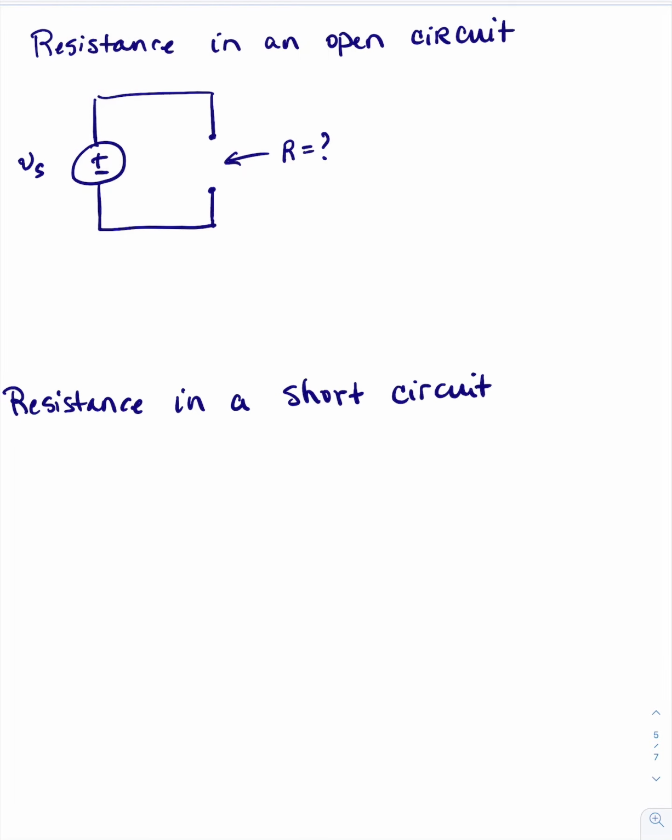Current travels through a voltage source from minus to plus. And it travels around and it gets to this point, and what happens? It cannot move, it cannot jump across this open area. So that tells us that our resistance here is infinity. So for open circuits, resistance is infinity.